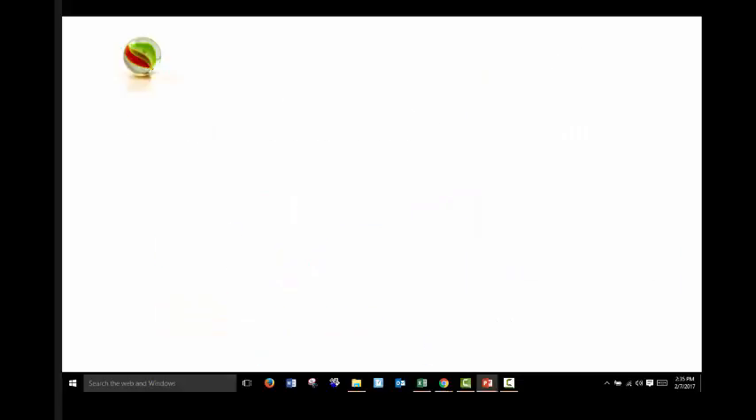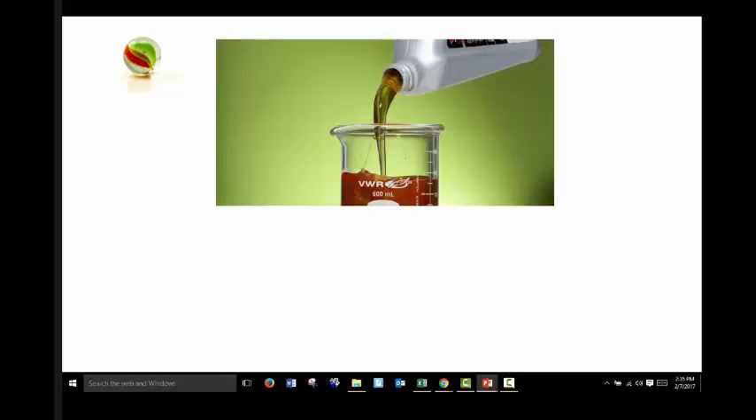Let's take a look at what we're going to do in this lab. We're going to be measuring the viscosity of motor oil, and we're going to compare three types of motor oil: summer oil, winter oil, and used motor oil.